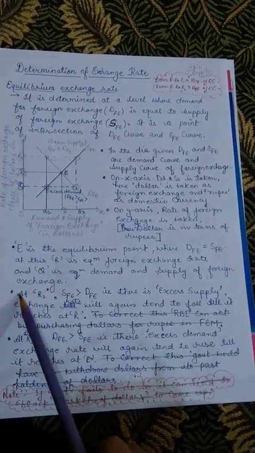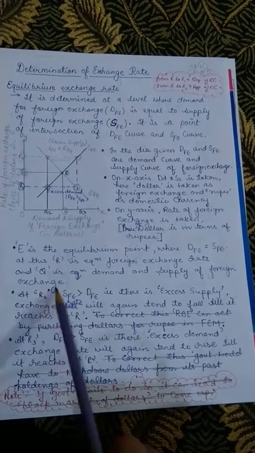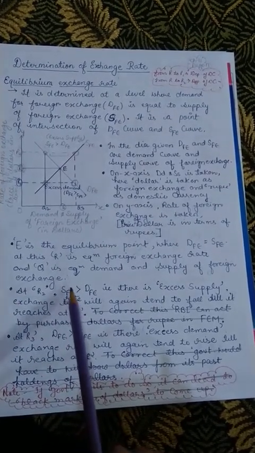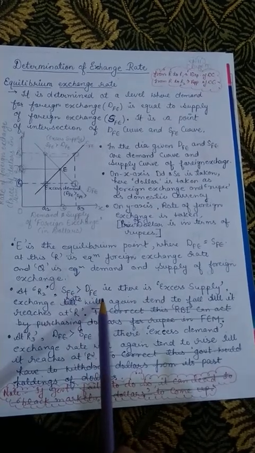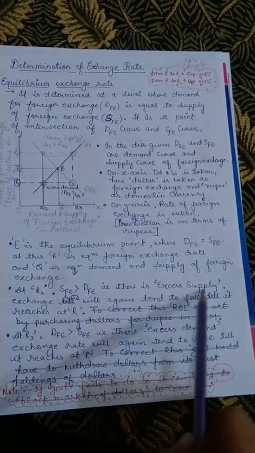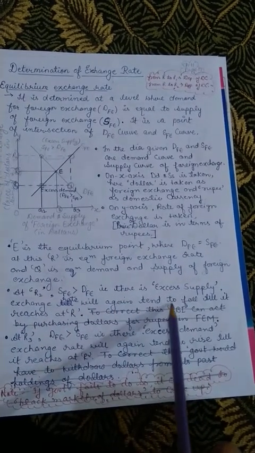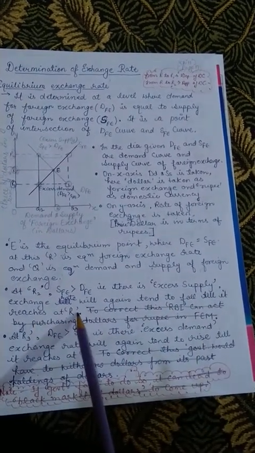Now here we are discussing the point R2. What is happening at R2? Your supply for foreign exchange is greater than demand for foreign exchange, which is showing you excess supply, and the exchange rate will again tend to fall till it reaches the R level.